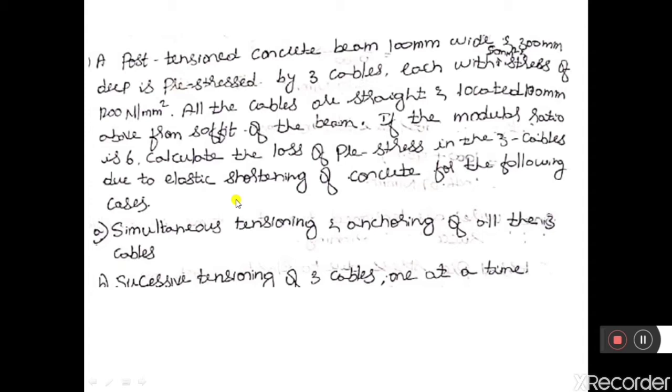In this question the member is a post-tensioned concrete beam. The cross section of the member is 100 mm by 300 mm. The member is provided with 3 cables, the cross section area of each cable is 50 mm square, and each cable is prestressed by a stress of 1200 Newton per mm square. All the 3 cables are located at a distance of 100 mm above the soffit of the beam.